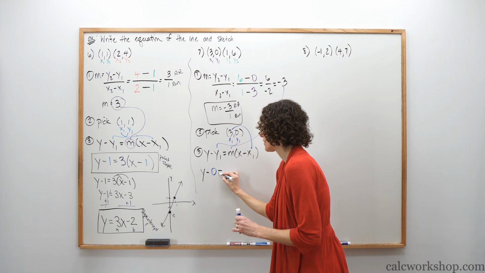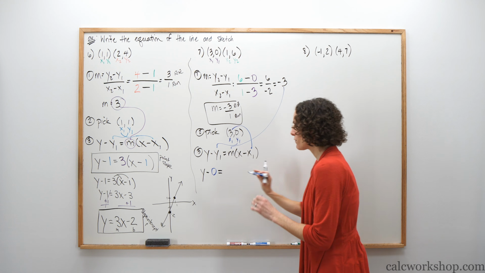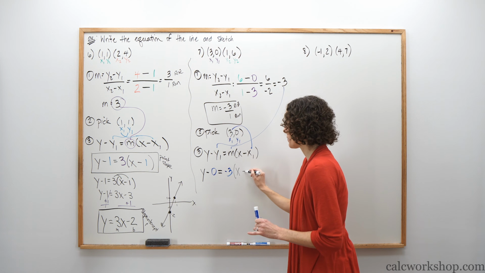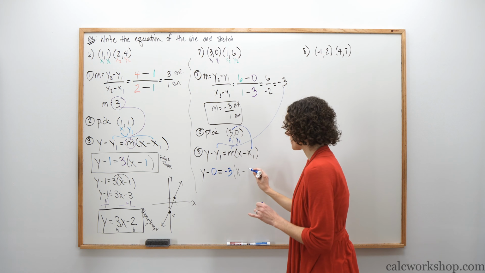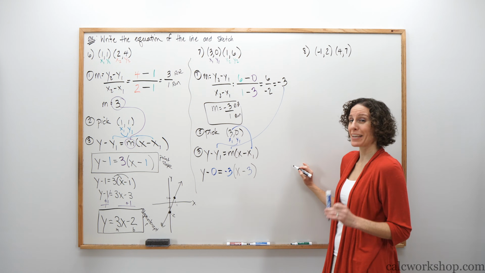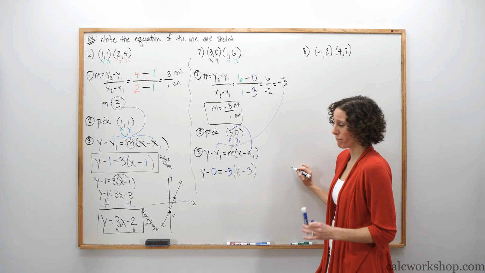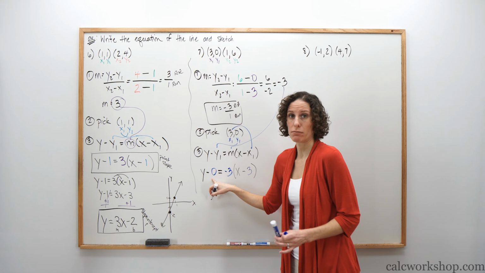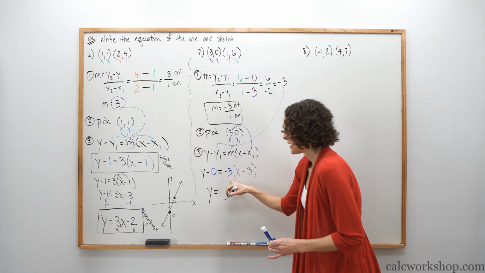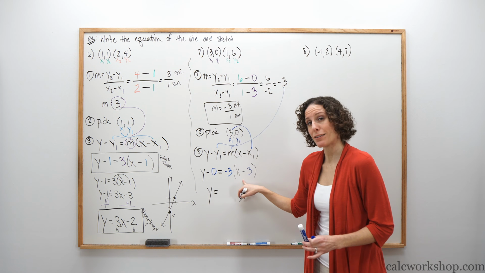Equals m, which we know to be negative 3, times the quantity x minus x1, which is 3. So here we go. We have the equation of the line in point-slope form, but we should probably simplify it. Y minus 0, well, it's just y, equals negative 3 times the quantity x minus 3.